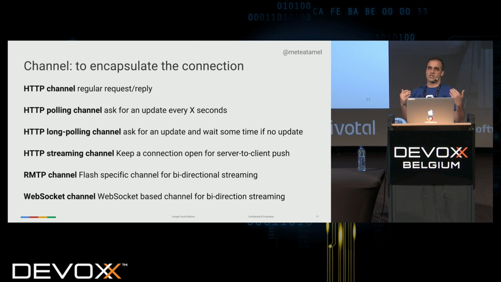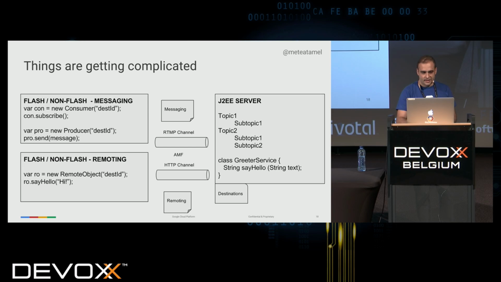So RTMP was basically a TCP connection between Flash and the server. And then later, after a year or so, WebSocket came along. WebSocket is the real-time HTTP protocol, which is also a TCP connection. So when that came along, we also implemented that. So in the end, this is what we had.